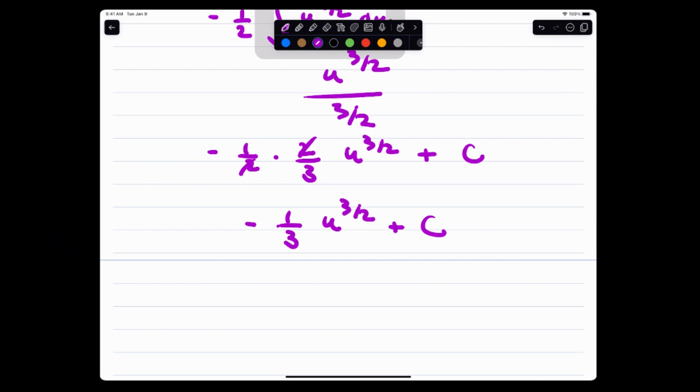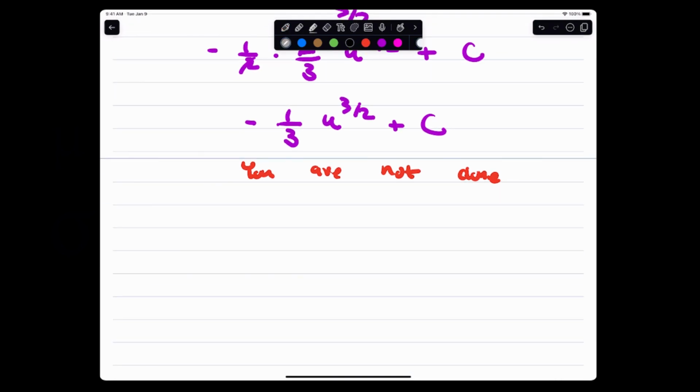However, be very careful, because you're not done. I'm going to put that in red. You're not done. Does anybody know why you're not done? Well, there's actually a few reasons. Just want to point out at this point, you might want to simplify that, right? You might want to say, is that really 1/3 u times u to the 1/2 plus c? If I simplify that rational exponent, it is, but you're still not done. Does anybody know why you're still not done?